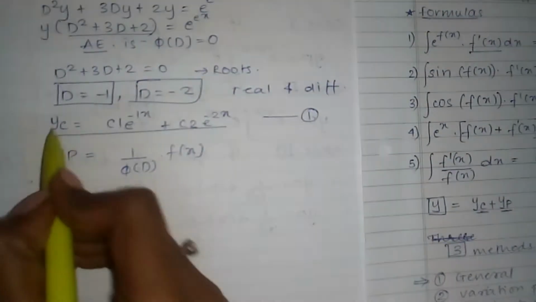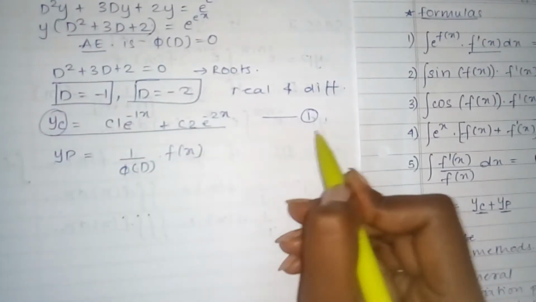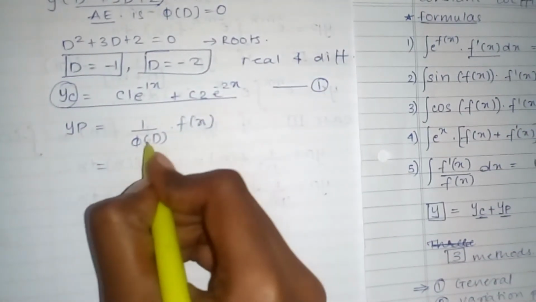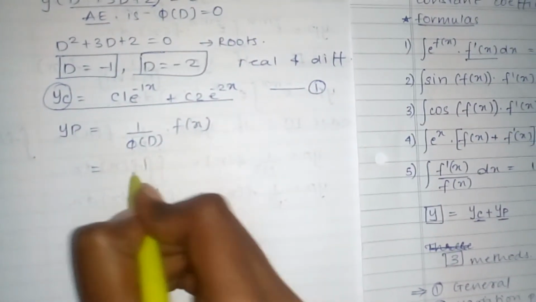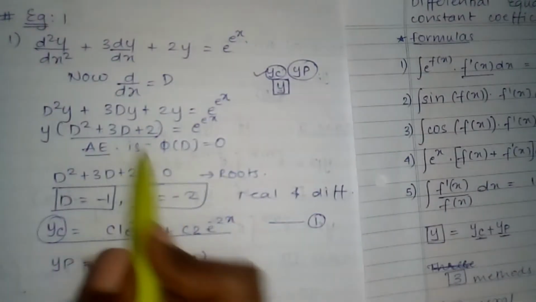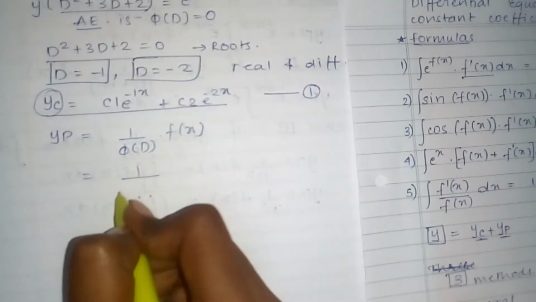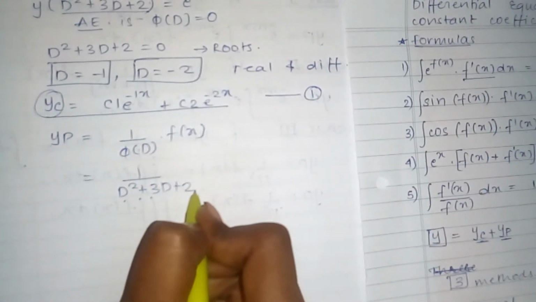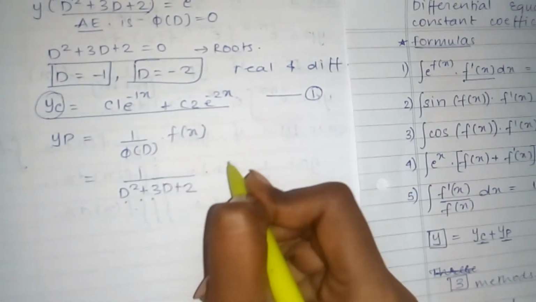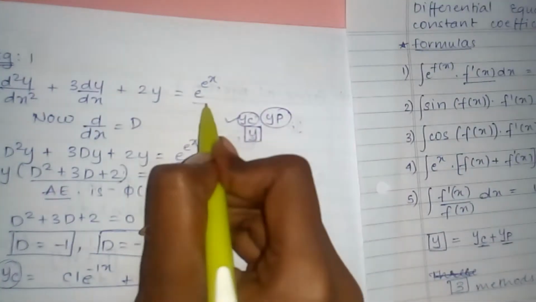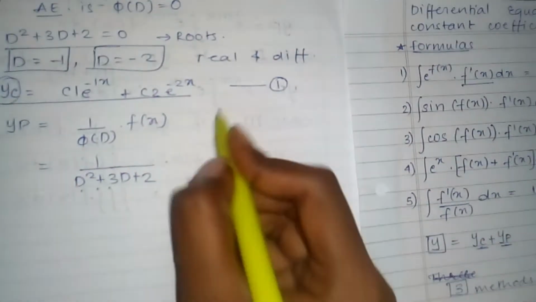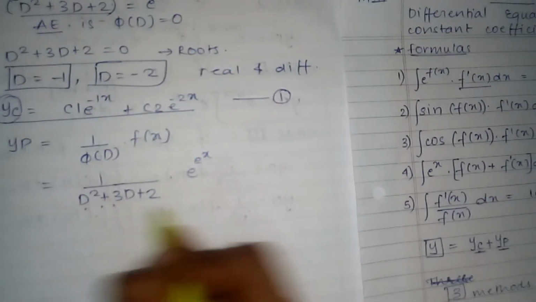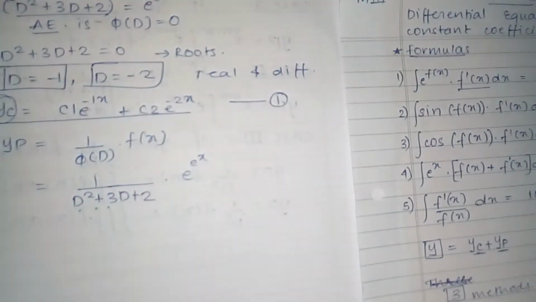Now we have removed yc. We have termed this as equation 1. Now we have to remove yp. In this it is written phi of D. So this is 1 upon phi of D, which is 1 upon D square plus 3D plus 2 into f of x. Now our f of x is e raised to x. So this is the term which we have written.